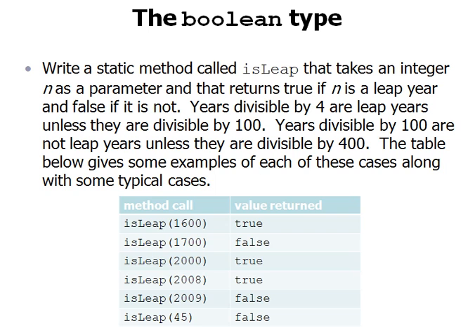So here are some examples of what we're supposed to do. 1600 and 2000 were leap years, but 1700 was not. 2008 is kind of a standard leap year. 2009 and 45 are not leap years.